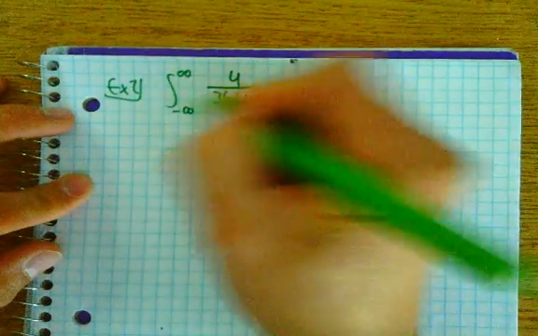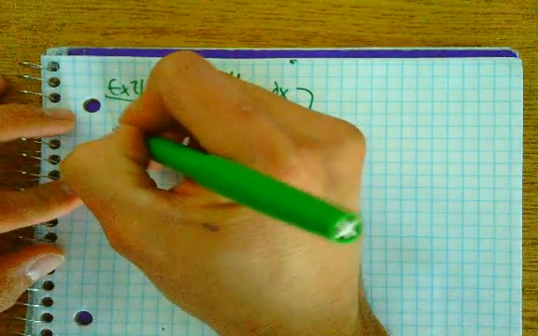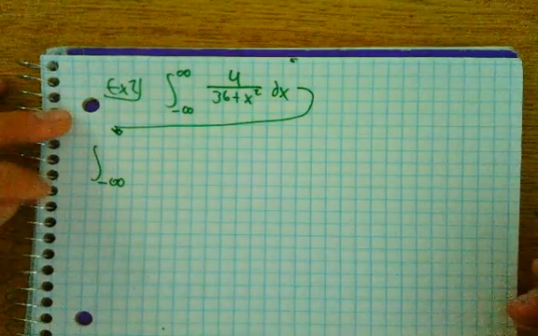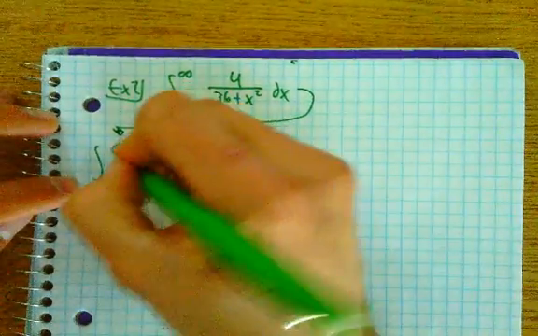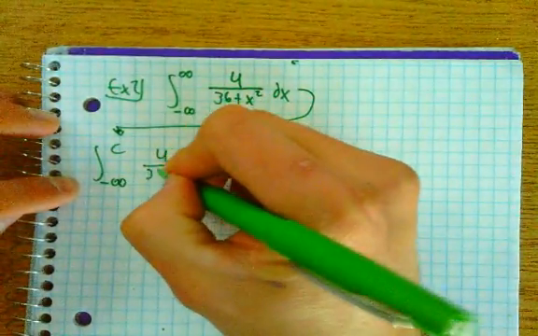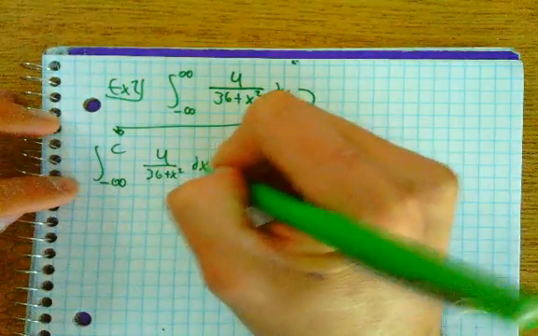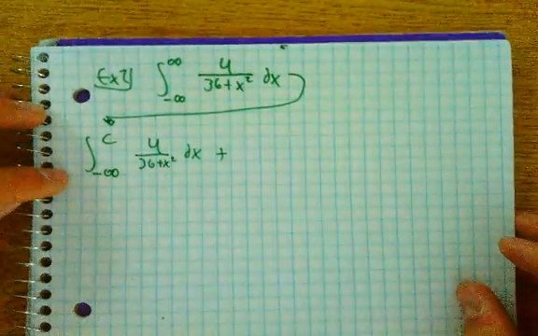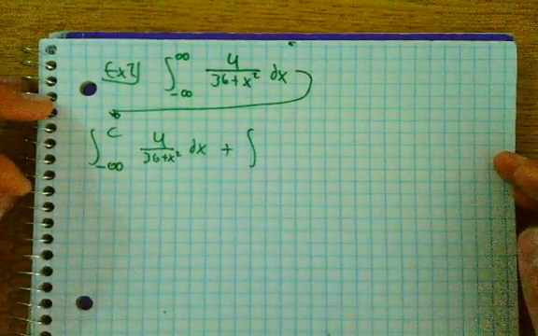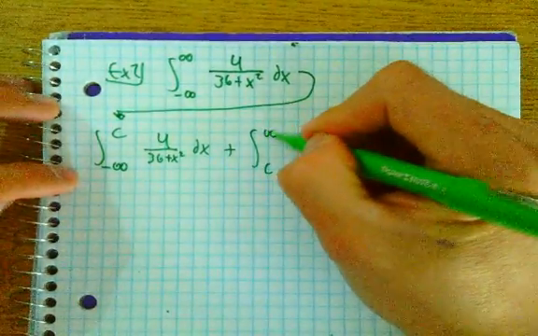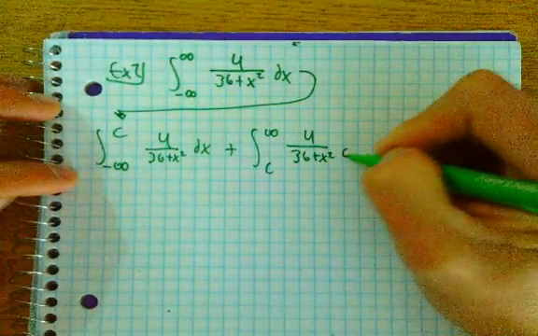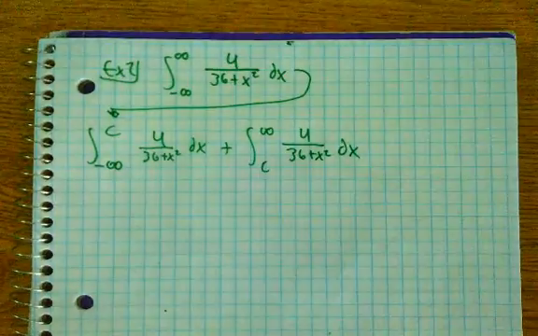So this is going to become the following, right? The integral from negative infinity to some c value of 4 over 36 plus x squared dx plus what? The integral from where to where? C to infinity of the same thing. Agreed? You guys with me?